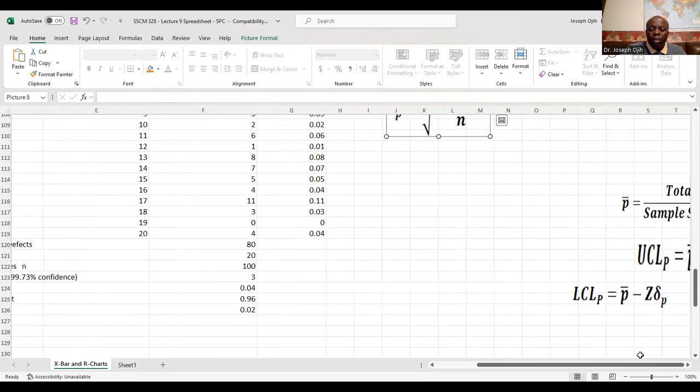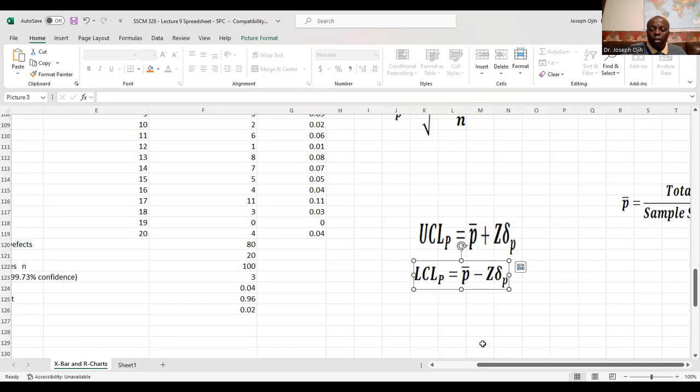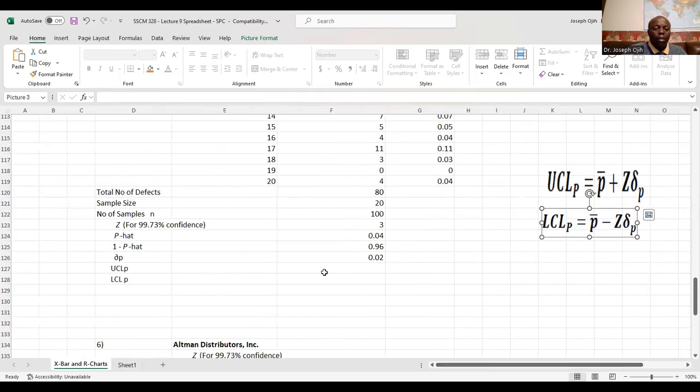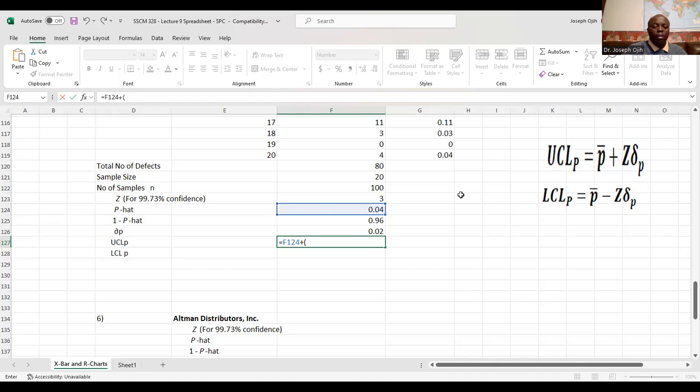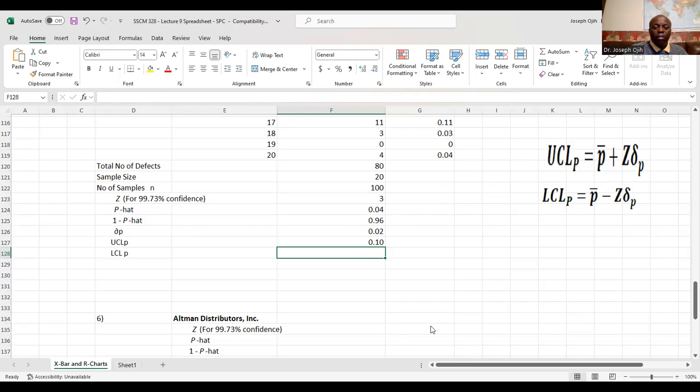Okay. So if you look at the formula while we do it, upper control limit, lower control limit. Let's do it. Now, for the upper control limit, it's P hat plus Z times delta p. We already have our Z here and we have our delta p right here. So all you have to do now is equals p hat, which is right here, 0.04, plus z times delta p. Now z is 3 times delta p as the standard deviation, which is this one right here. Close parenthesis and press the enter key. 0.10. And as you can see, I also did it on paper here.